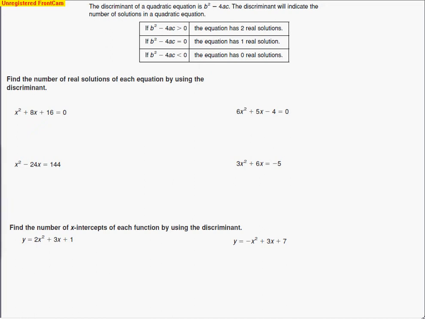Today we are going to find out how many solutions a quadratic has. Another way to put that is solutions are x-intercepts. So how many x-intercepts does a quadratic have? It has one of three answers.